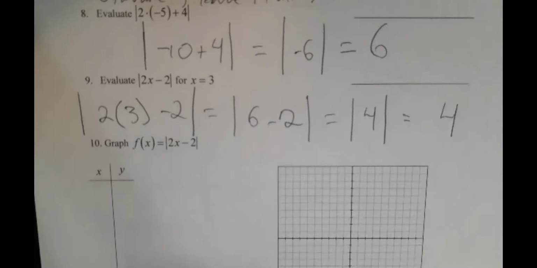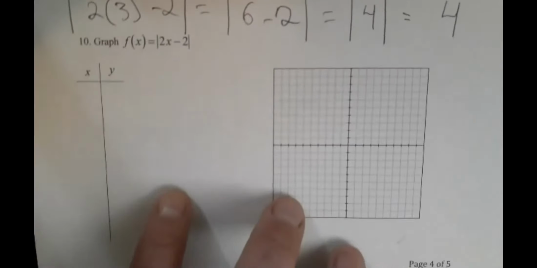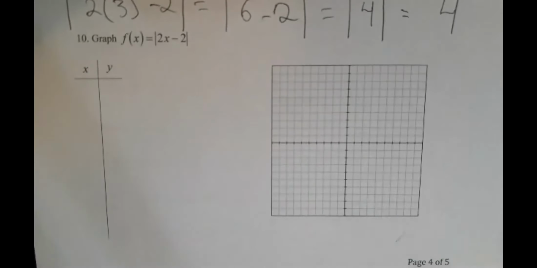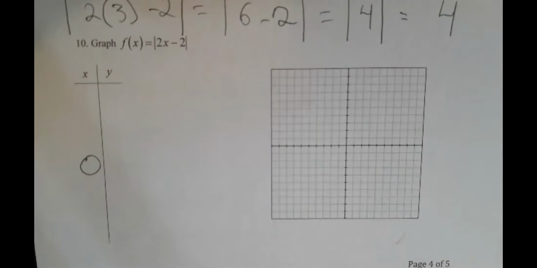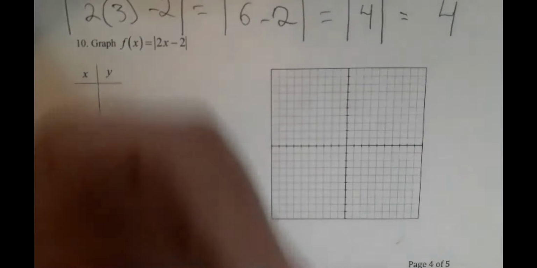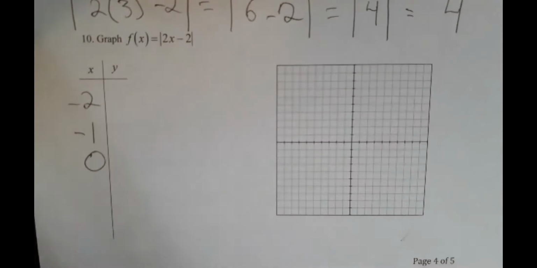Okay. And the last thing they want us to do: we did some work with an absolute value, and now we're going to look at a graph of an absolute value. The first thing I'm always going to plug in is 0. And I think I plugged in, what did I plug in? -1, I plugged in a -2, I think. I would have 1, 2, 3.